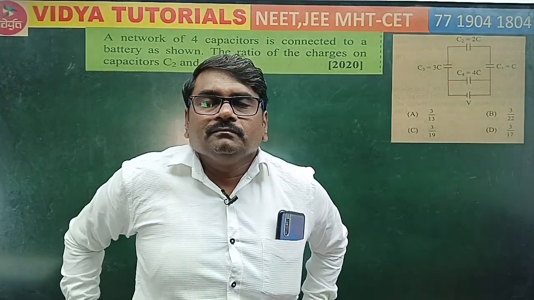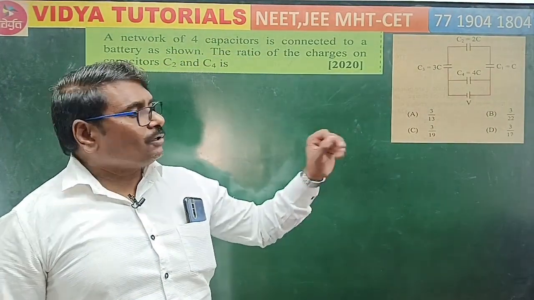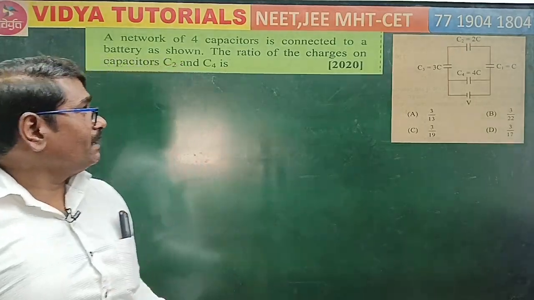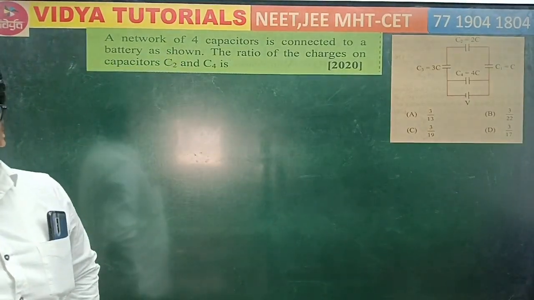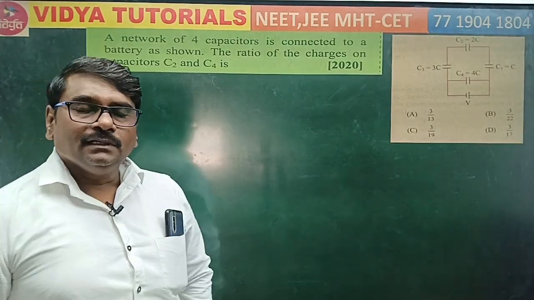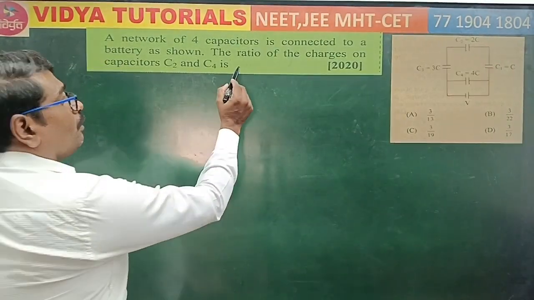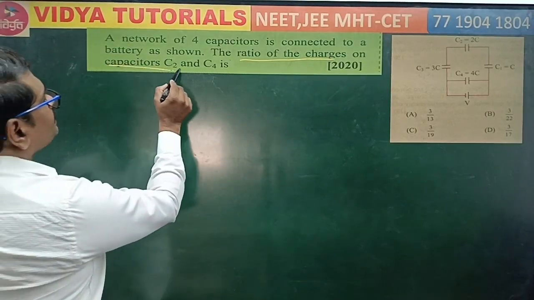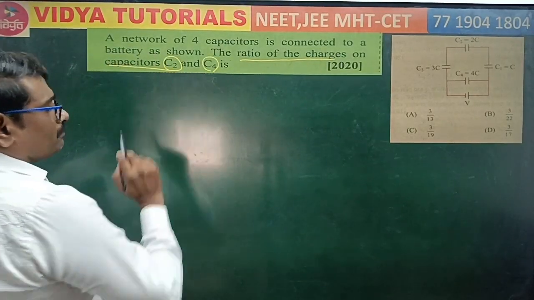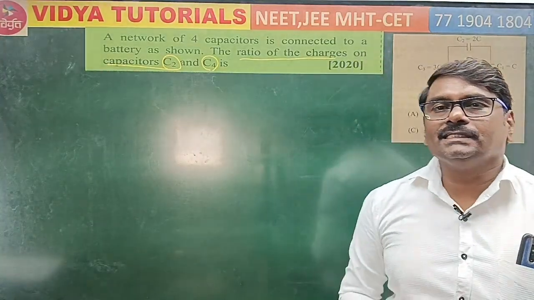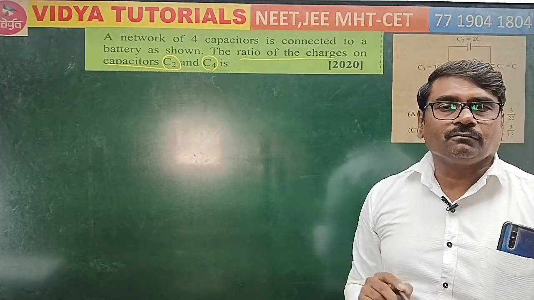Hi students, today we have to solve some MCQs of the chapter Electrostatics. Let's see the first problem. A network consisting of 4 capacitors is shown in the figure. The question is that we have to find the ratio of the charges on the capacitors C2 and C4.